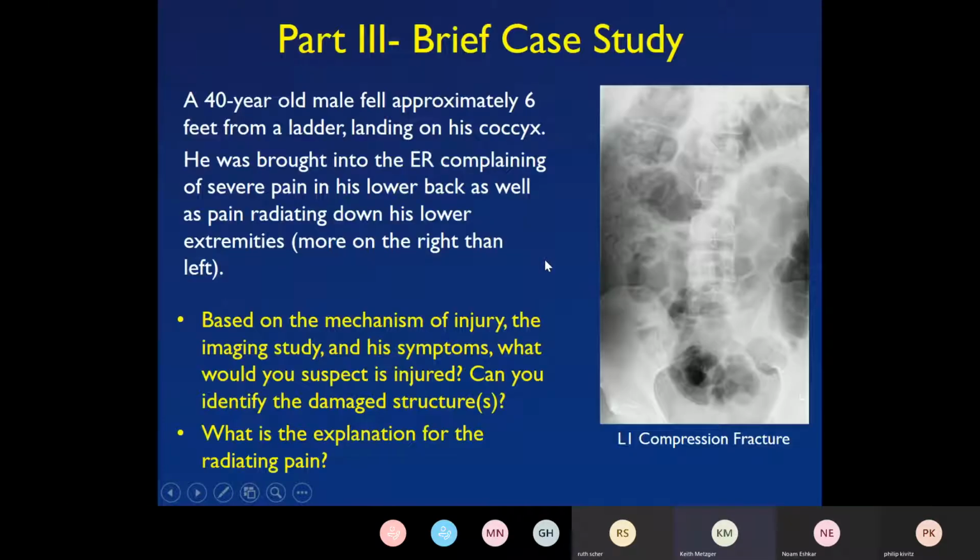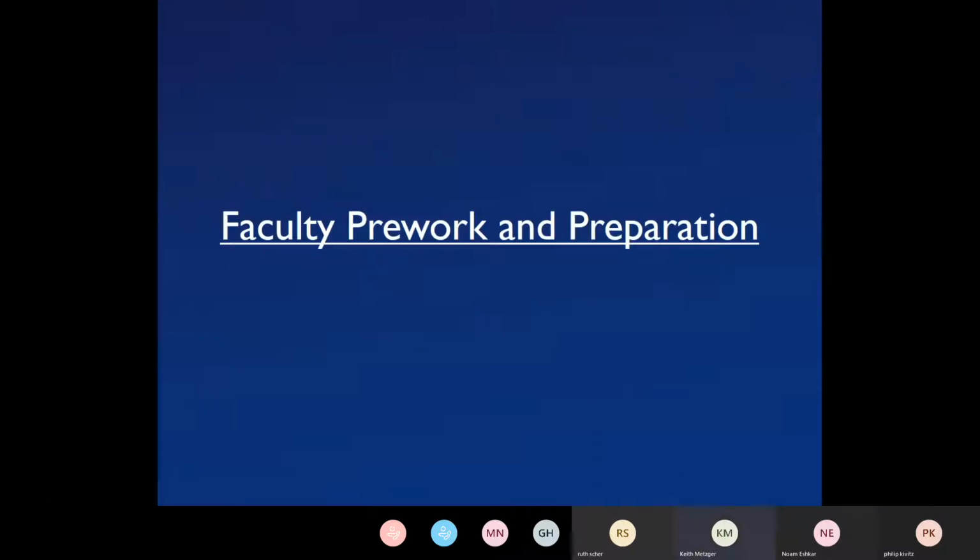Okay, so those are going to be the three main components. Any questions on what the station should generally look like? Okay. So what do you need to do?